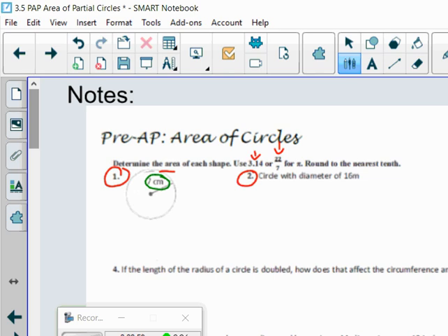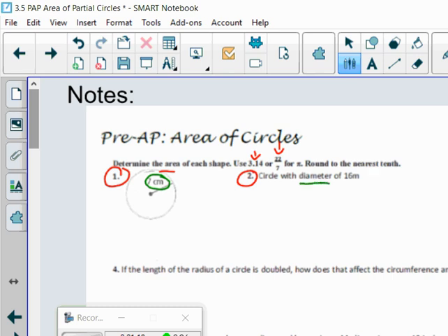What do I want to use for 5? 22 over 7. If you use 3.14, you still get a correct answer. I would still fully accept it, except if you use 22 over 7, it's going to give you a whole number rather than a decimal. On this one, it gives me the diameter.